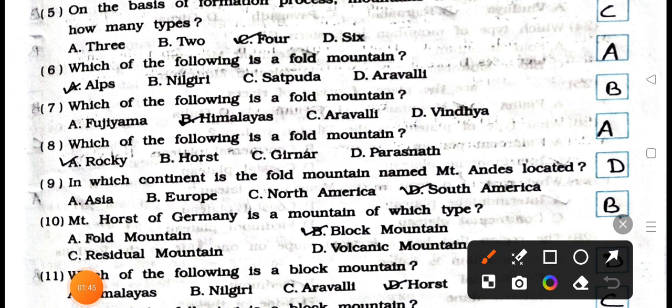Question number 6. Which of the following is a fold mountain? A, Alps. B, Nilgiri. C, Satpuda. And D, Aravali. Answer is option A, Alps. Number 7. Which of the following is a fold mountain? A, Fujiyama. B, Himalayas. C, Aravali. And D, Vindhya. Answer is option B, Himalayas.